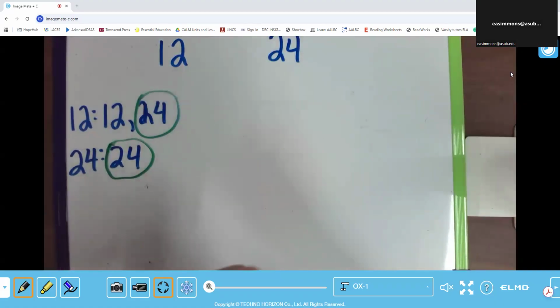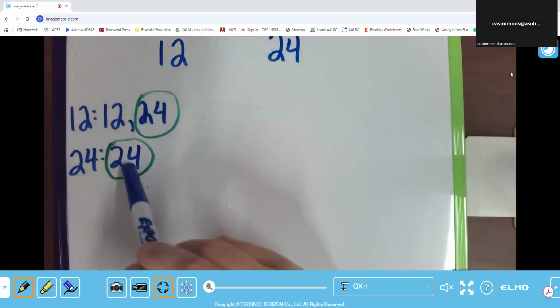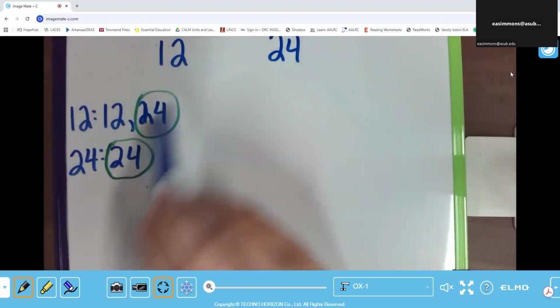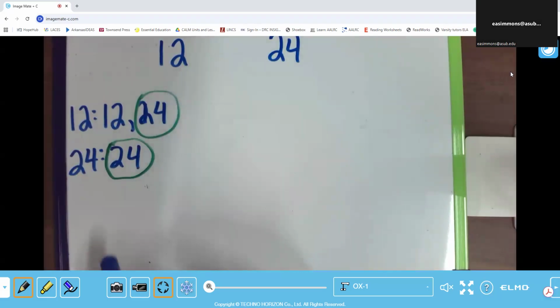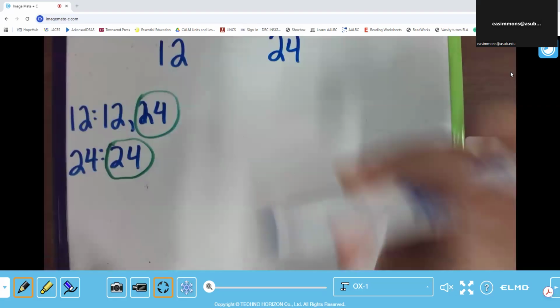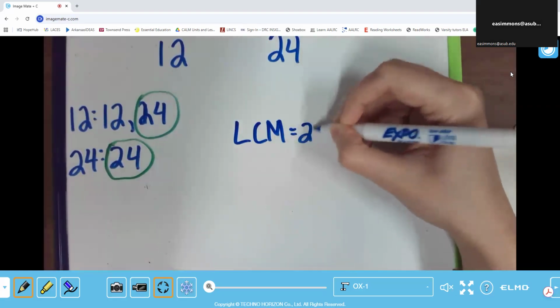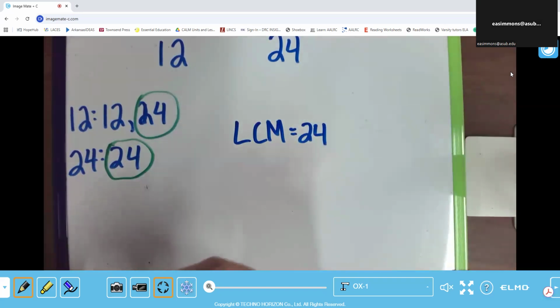Sometimes you don't have to do the first 10 multiples because you find a match. If one of your numbers goes into your other number, then that number it goes into is going to be our least common multiple. So here 24 is our least common multiple.